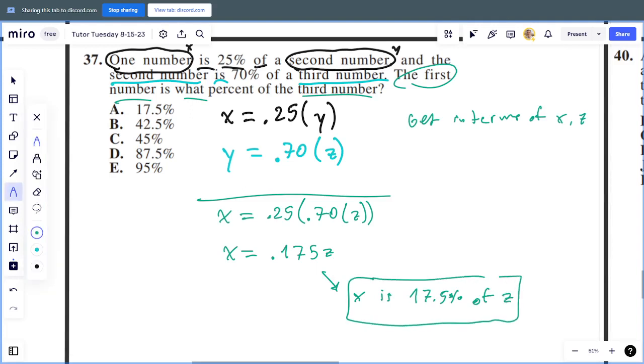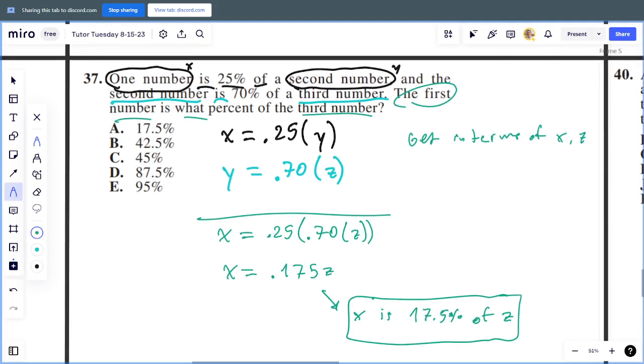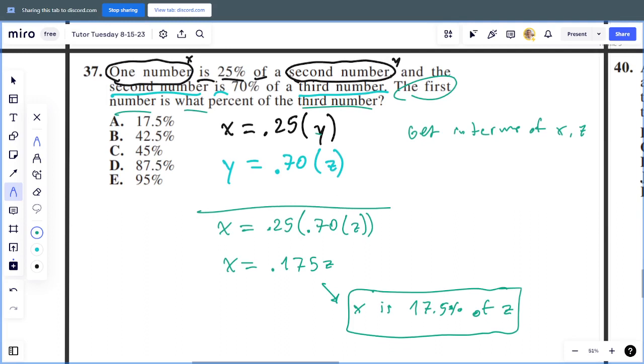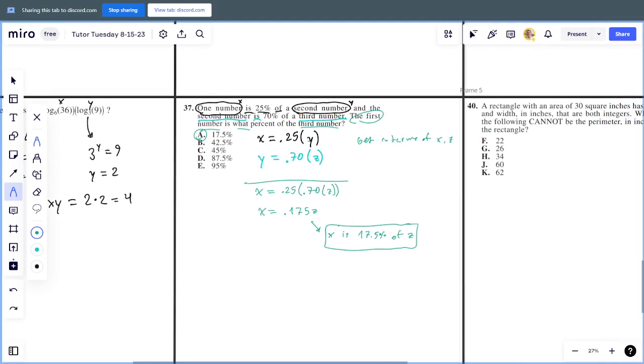That should make sense because if x is 25% of y and y is 70% of z, x is going to be much smaller than z, so it's got to be 17.5%. It can't be anything really large like 95%. That would be a mistake from adding these two percents together. So you can always check your work like that.